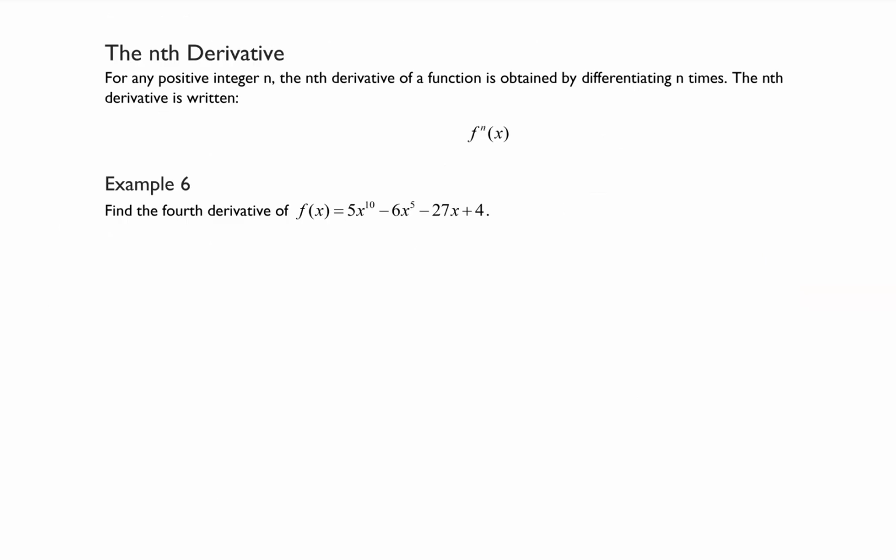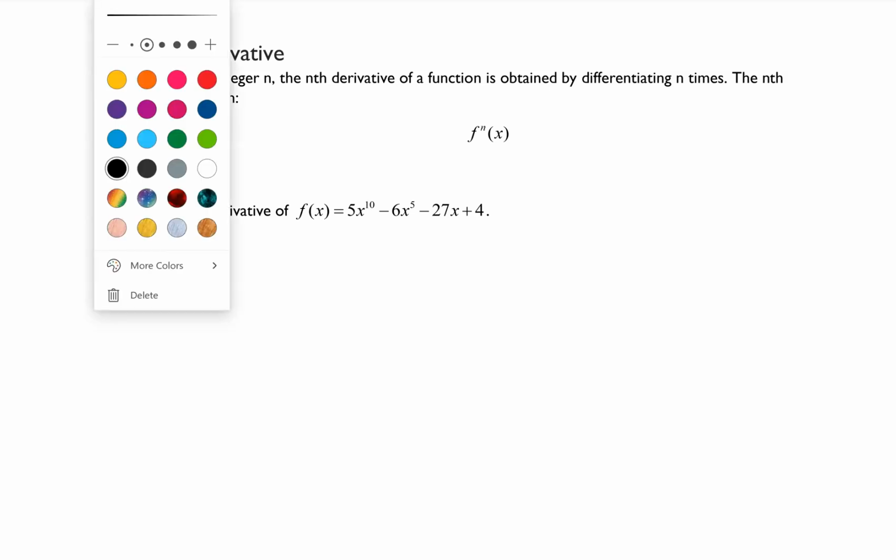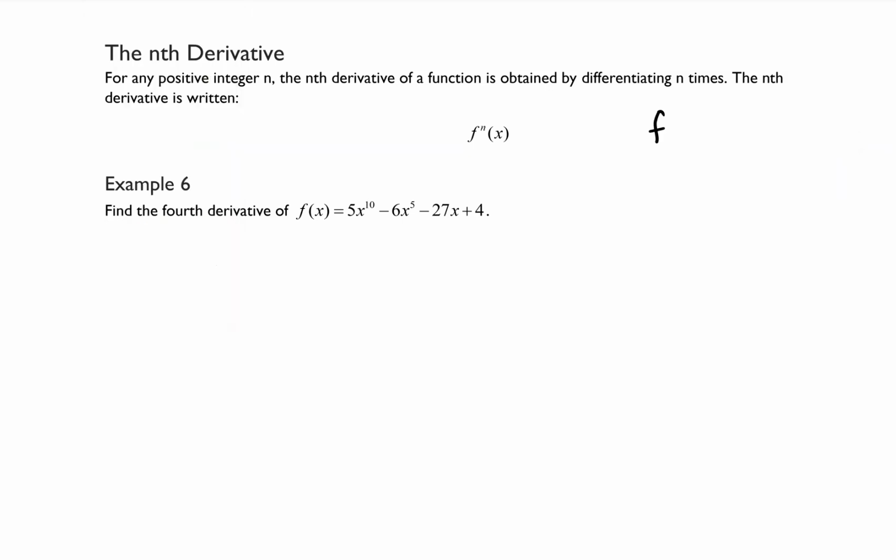For any positive integer n, the nth derivative of a function is obtained by differentiating n times. The nth derivative is written like this, where it kind of looks like f to the power of n of x, but it's not a power or an exponent, it's just a superscript. So, for example, if we wanted to find the 8th derivative of something, it would look like this, f superscript 8 of x, like that.